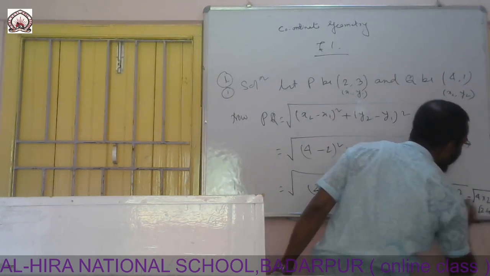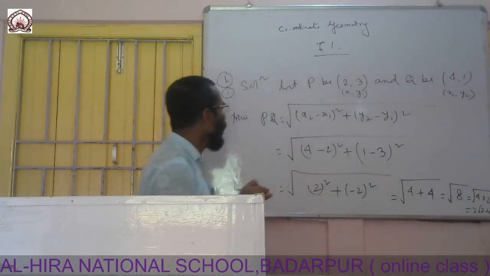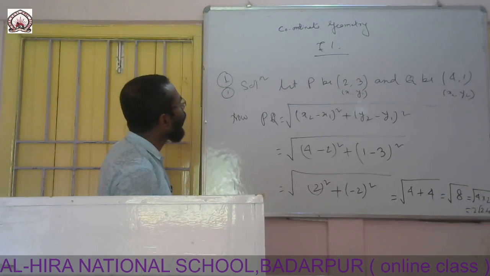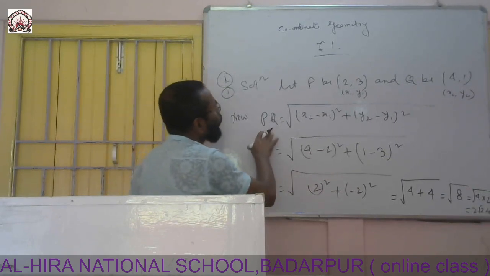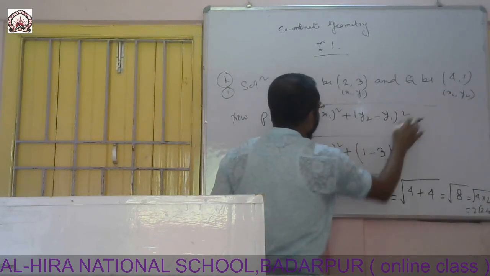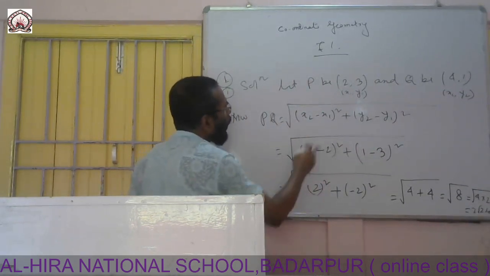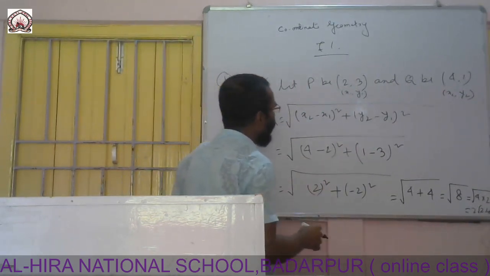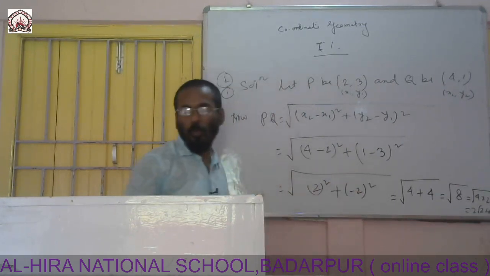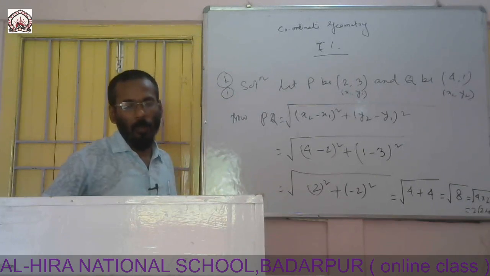You write square units. So very simple. By using the distance formula, x2 minus x1 whole square plus y2 minus y1 whole square, putting the values of x1, x2, y2, y1, we calculate and find the result 2 root 2 square units.